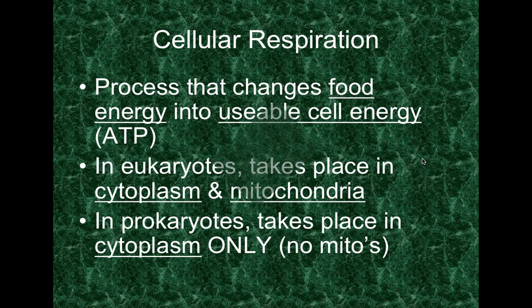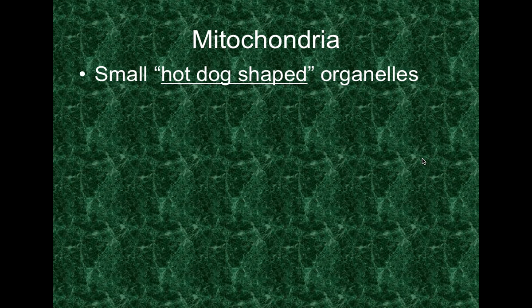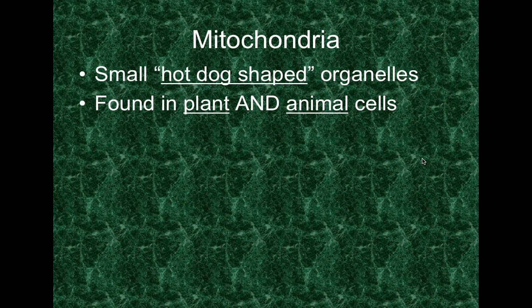So let's talk about these mitochondria. Mitochondria are small, I almost say they look a little bit like fat hot dog-shaped organelles. And like I said, they are found in both plant and animal cells. So this process takes place whether you are a producer or a consumer. Both types of organisms have to undergo this process.